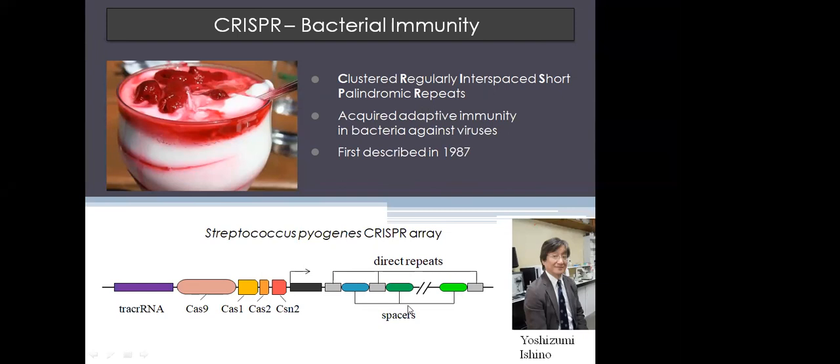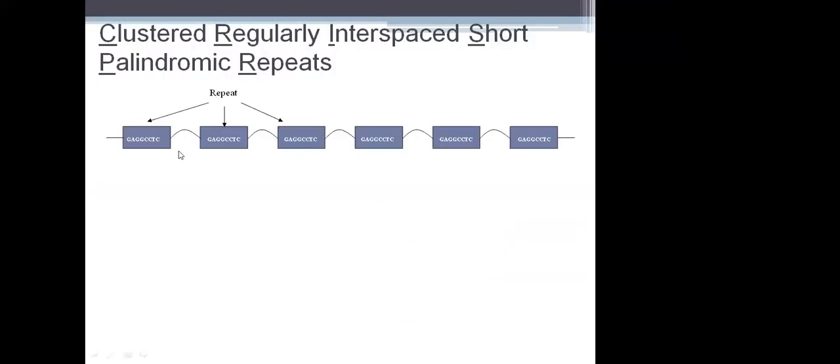Later on, a scientist working particularly on these repeat regions in 2000 gave this name to it, because he found out that there are many regions which have the same sequence, and this sequence is repeating itself. That's why he gave it the name clustered, and they are regularly repeating, and they are interspaced. Interspaced means that they have a small space between these sequences.